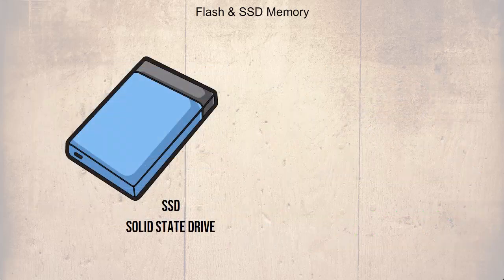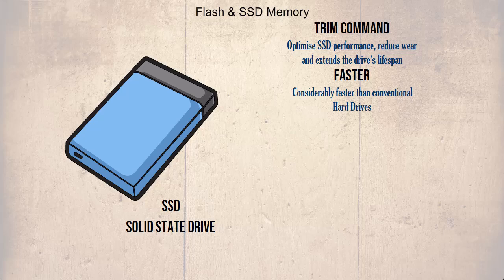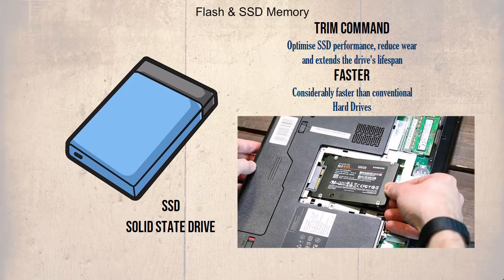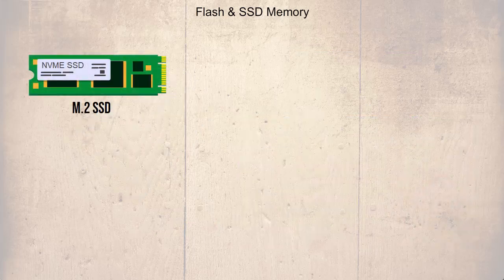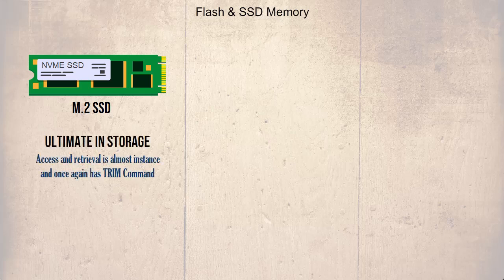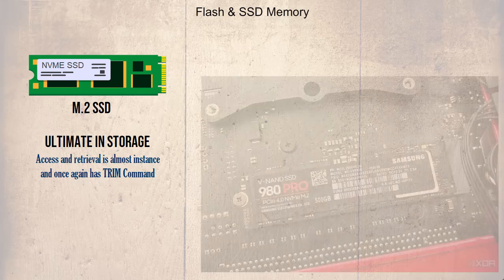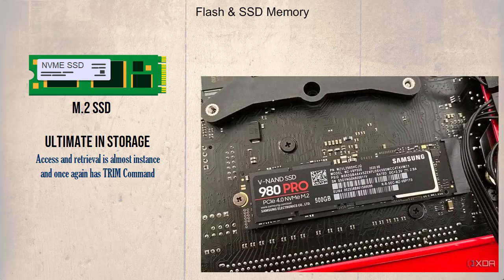The SSD uses a command called trim that optimizes the SSD performance, reduces wear and extends the drive's lifespan, and is considerably faster than conventional hard drives. Currently, the ultimate storage is the M.2 SSD, as it is normally installed within the computer or laptop. Access and retrieval is almost instant, and once again has the trim command.